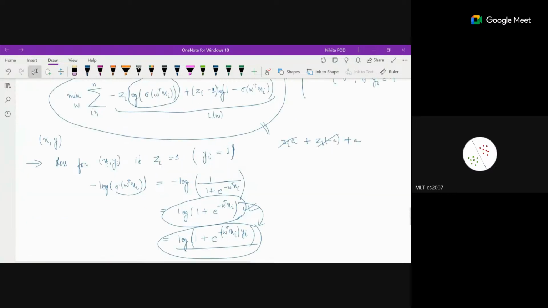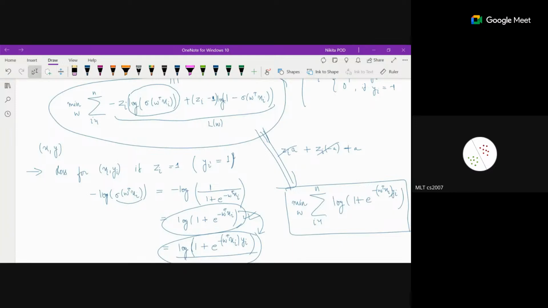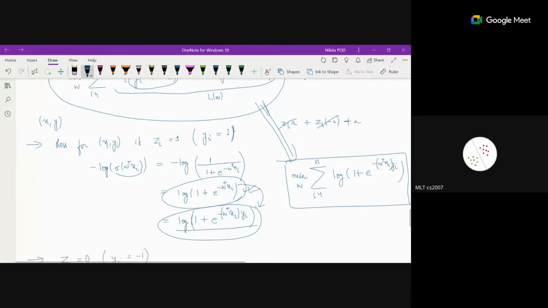So this can be written as min over w sum over log of 1 plus e to the power minus w transpose xi times yi, i varying from 1 to n. Okay. So in short, this objective, we are able to write it in this way. Okay. This is fine.